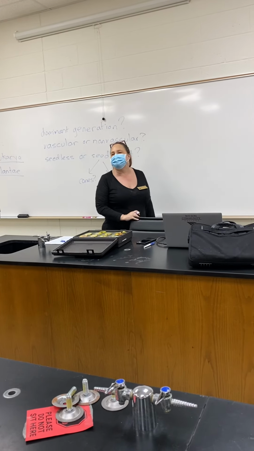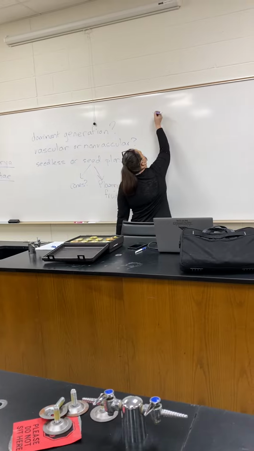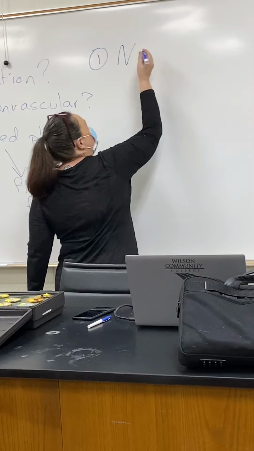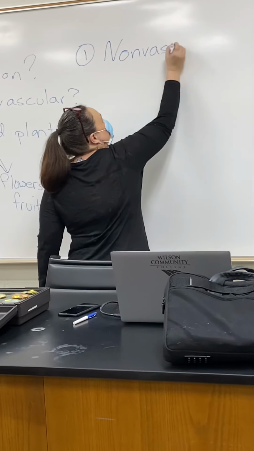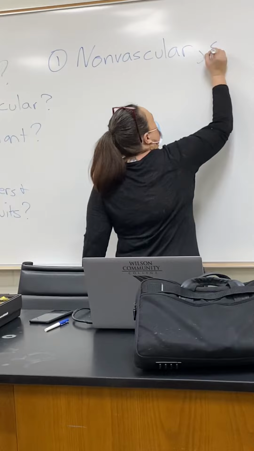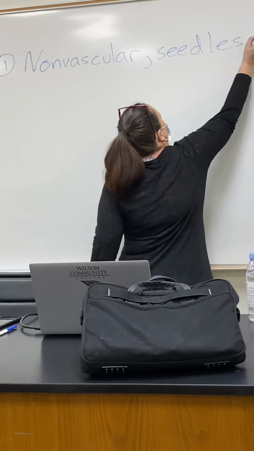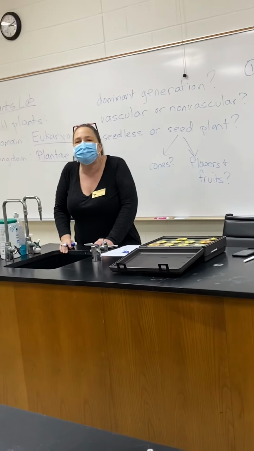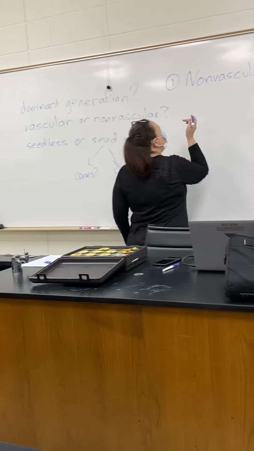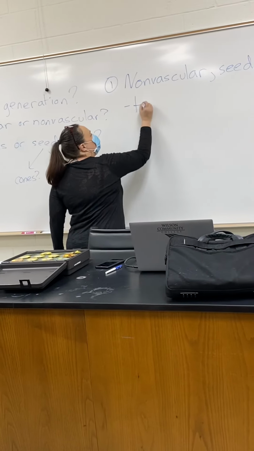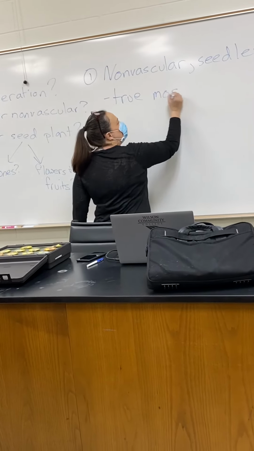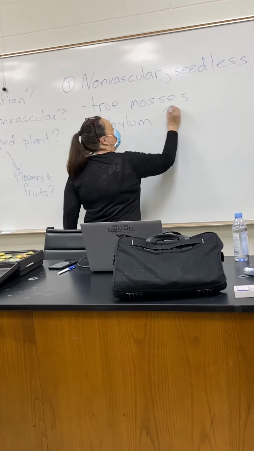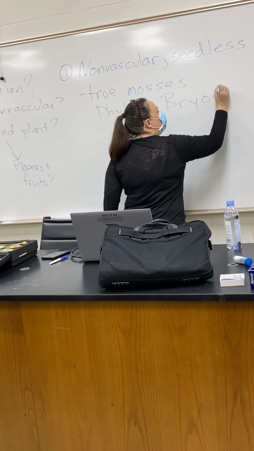So the first two groups of plants are going to be non-vascular. So I'm going to say, number one, non-vascular seedless plants. And you're only going to see two main examples. You're going to see true mosses, and the true mosses are bryophytes. That's the name of the phylum. So the phylum is Bryophyta.